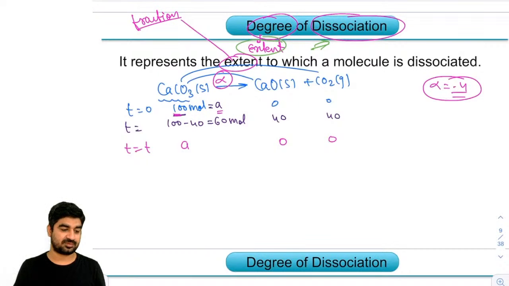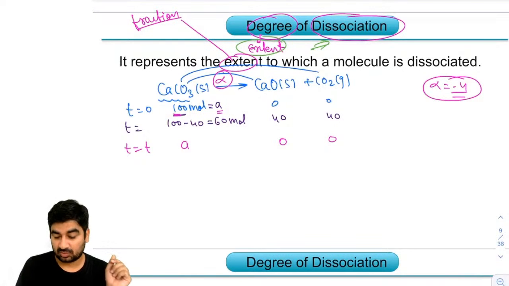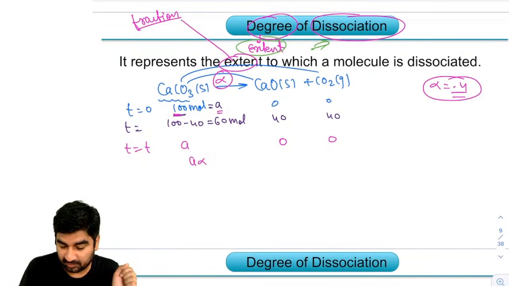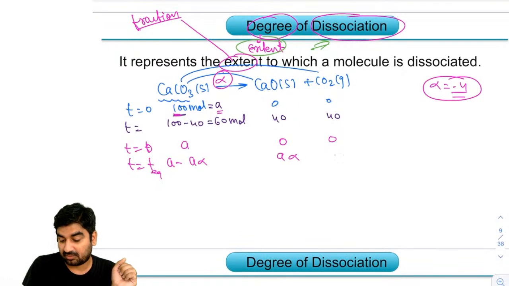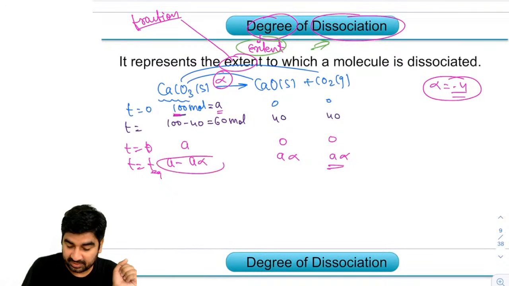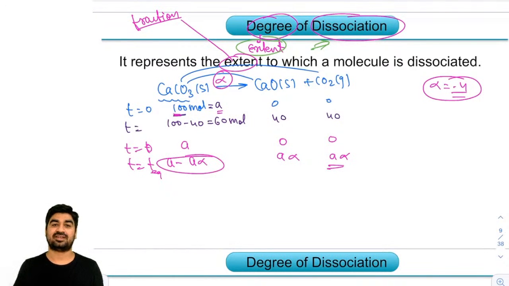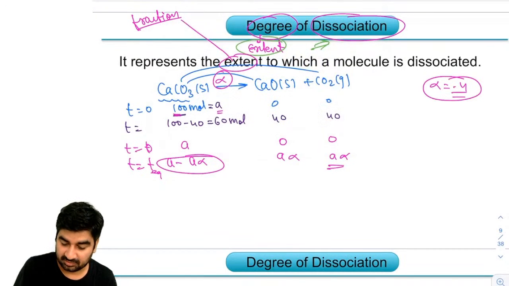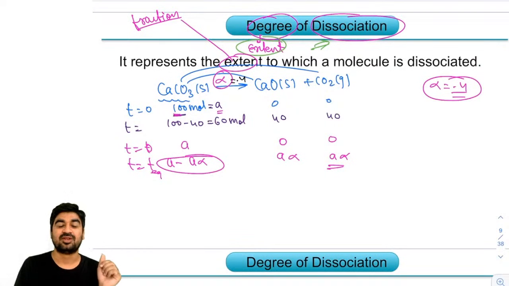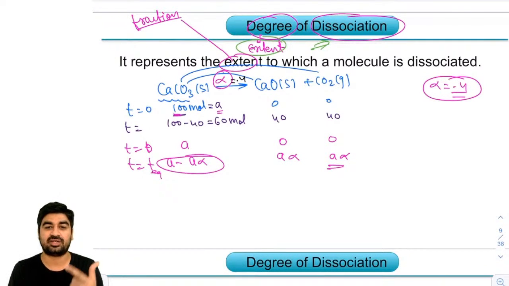So the amount dissociated will be A alpha. What will be the amount left? A minus A alpha. This is at 0 and this is after time t when equilibrium has been achieved. So it will be A alpha and A alpha. Now I hope you are getting this alpha; I say it is degree of dissociation. Here you can write alpha is 0.4. Percentage is calculated over 100 and fraction is calculated over 1.